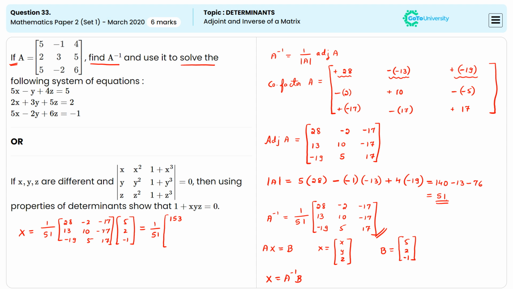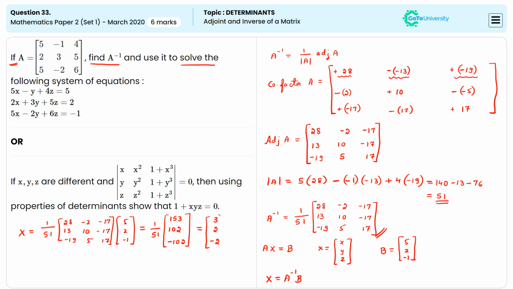So 65 plus 20 plus 17, I'll get this as 102. Next, the last row: minus 19 5 times is going to be minus 95, plus 5 2 times is 10, and 17 minus 1 times is going to be minus 17. So we'll get minus 95 plus 10 minus 17, which is minus 102. On dividing this, I'll get 3, 2, and minus 2.